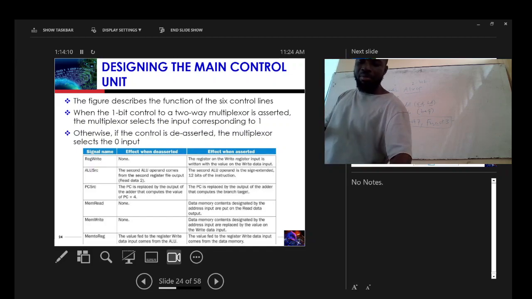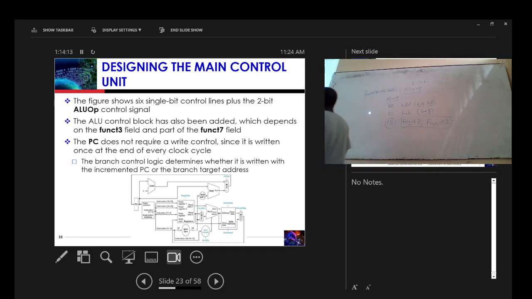So we know that we have mem write, and all of these are just 1 bit each. So if the mem write is 0, what happens? We don't write to memory. Simple like that. If the mem write is 1, what happens? Write to memory. If the mem read is 0, what happens? You carry on. If it's 1, what happens? You see how simple that is? Simple stuff.